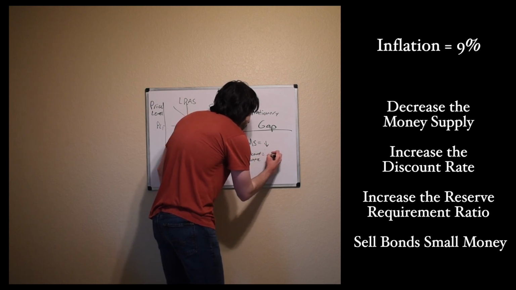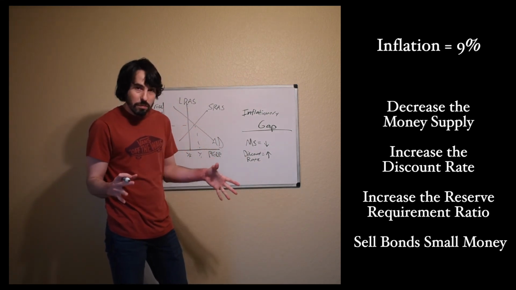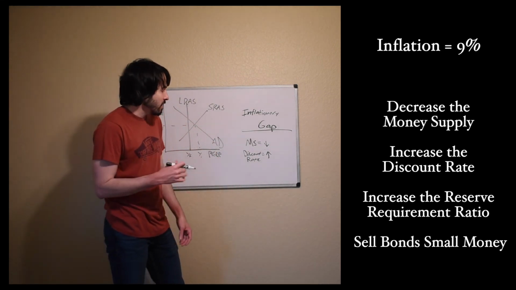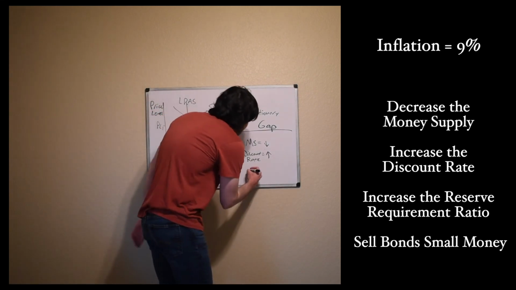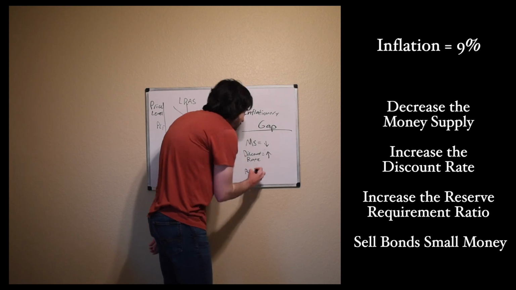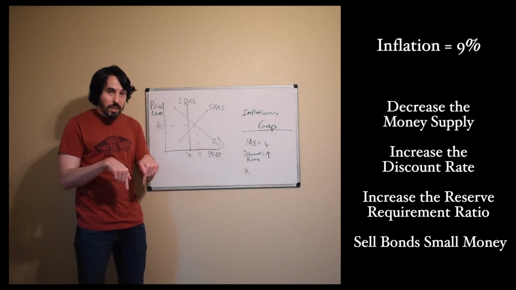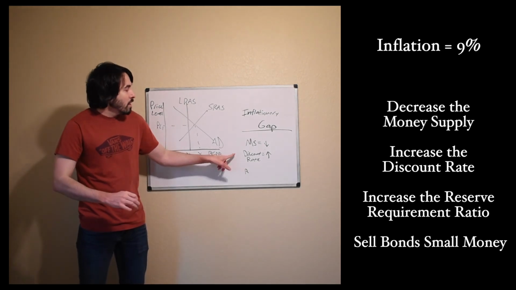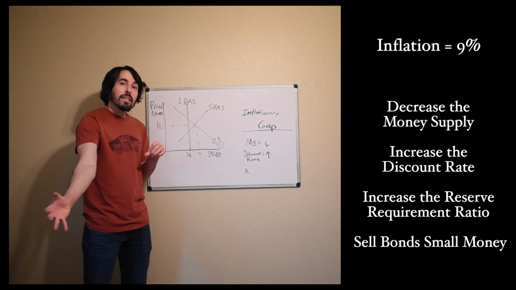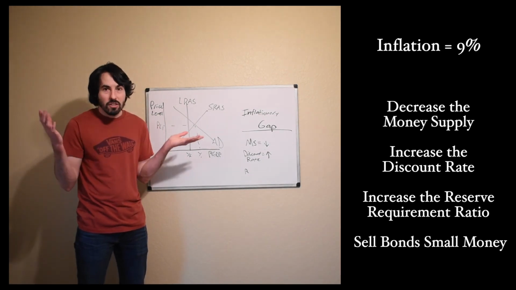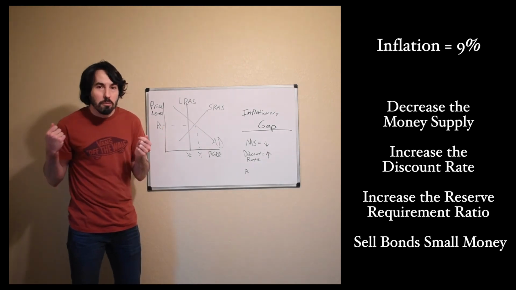If the Fed charged banks more interest to take out a loan from them, they're going to charge us more interest for us to take out a loan from the commercial banks. And then the reserve requirement ratio, you would want to increase. To get out of an inflationary gap, you would want to decrease the money supply to make each dollar worth more. So you'd want to increase the discount rate and increase the reserve requirement ratio so banks couldn't make as many loans. Also, with open market operations, you would want to sell bonds, small money.